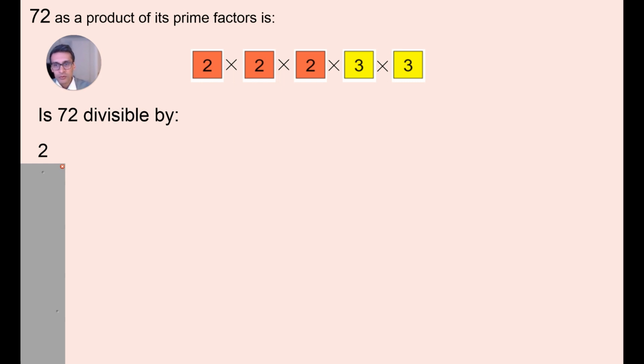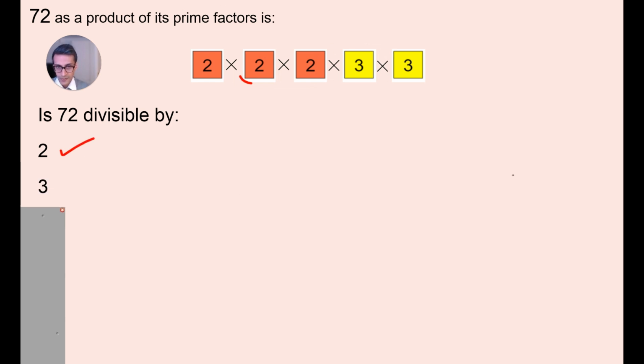72 has been written as a product of prime factors here. So 2 times 2 times 2 times 3 times 3 gives you 72. The question is, is 72 divisible by 2? So we can use prime factor decomposition to help us, because we know 2 does go into 72. There just needs to be one of those. So we can say, yes, 2 is a factor.